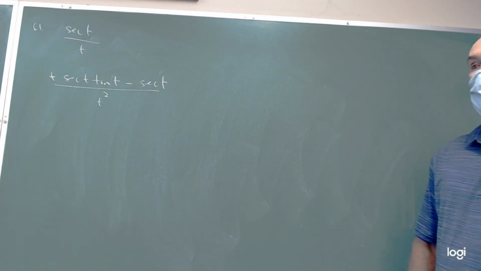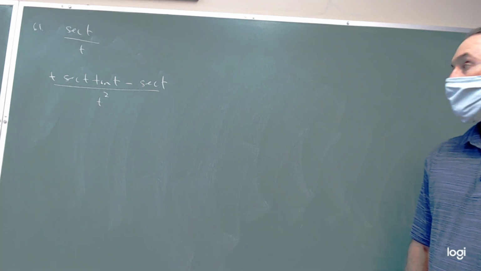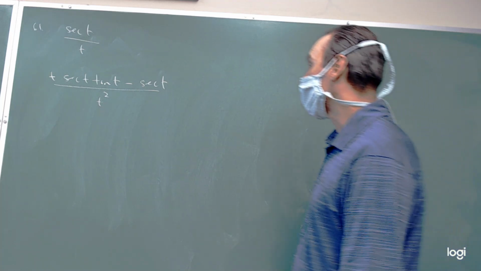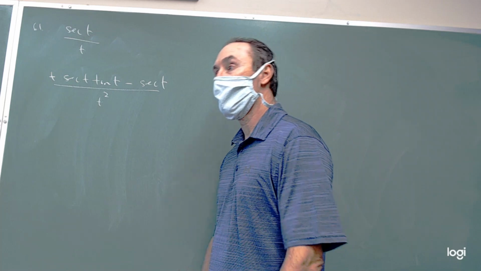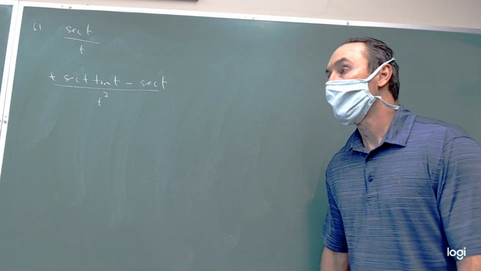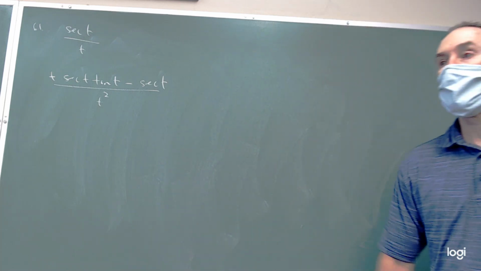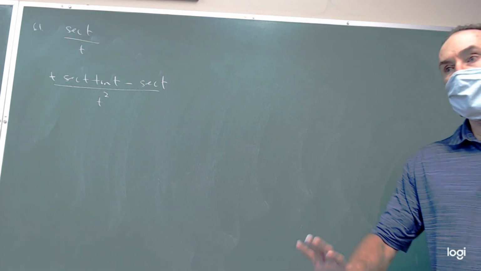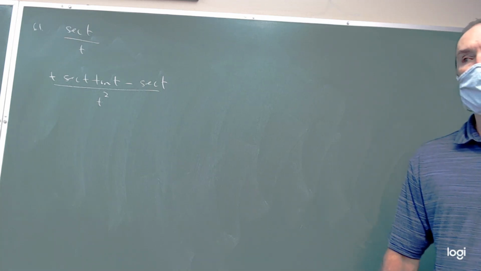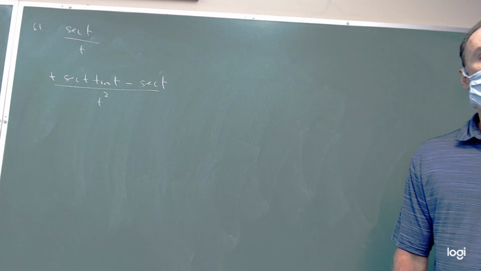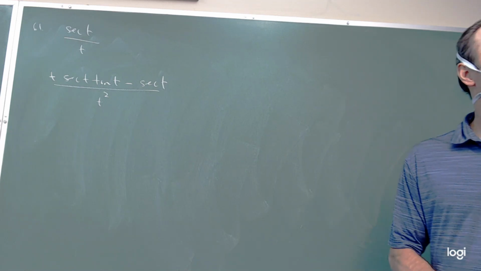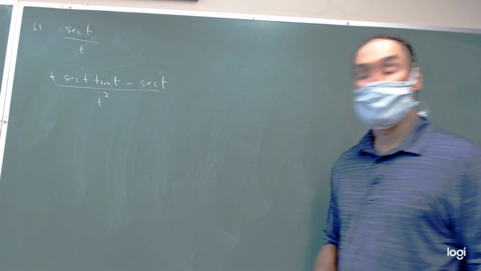I don't see that really going anywhere. I mean, we could factor out a secant t, but it's not going to lead to any simplification or canceling or any of that, so I don't think it serves really any purpose. So I would just stop there and call it good. Anybody else? Yeah. 63. You know what that is?